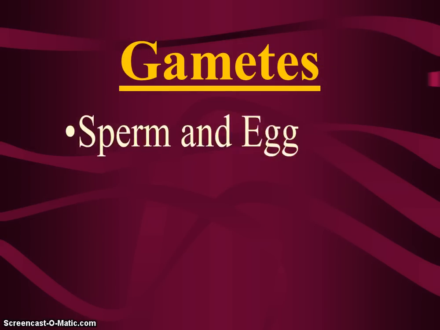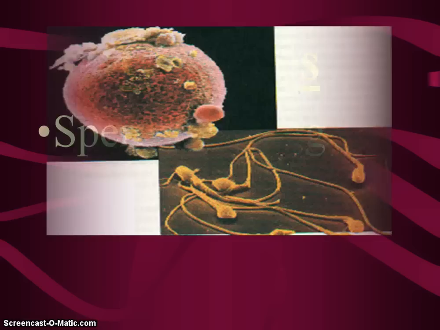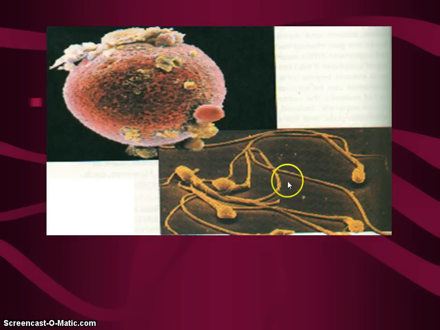Now, gametes are our sex cells. These are our sperm and our egg. So we're going to learn the process of making the sperm and the egg. Pretty much the process is the same for both. However, there's a slight difference that occurs when making an egg. This is just showing you the egg and the sperm. Notice the size difference. The egg is much larger than the sperm.